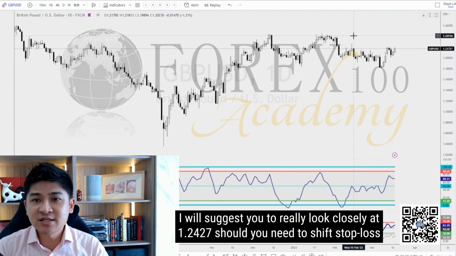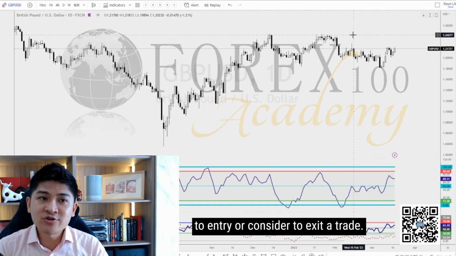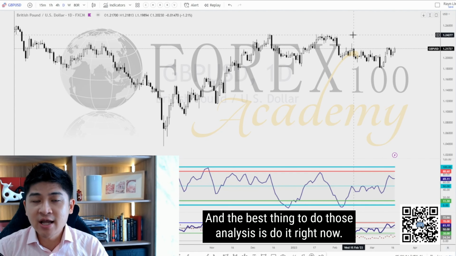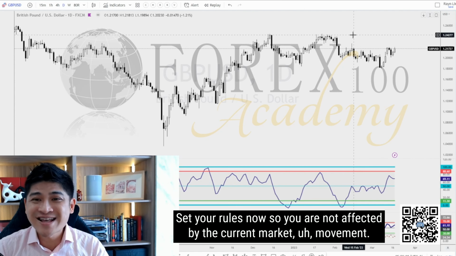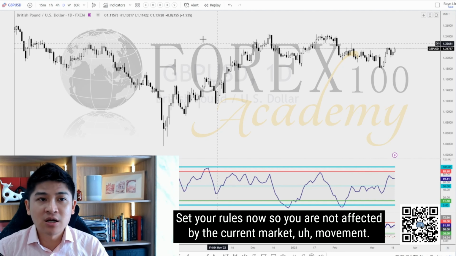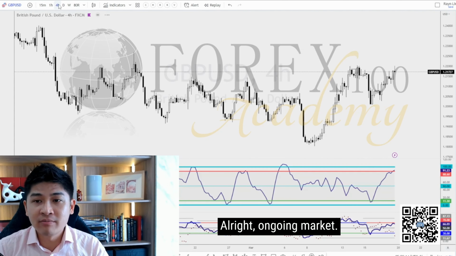I would suggest you to really look closely at 1.2427 should you need to shift stop loss to entry or consider to exit the trade. And the best thing to do those analysis is do it right now. Set your rules now so you are not affected by the current market movement. All right, ongoing market movement.